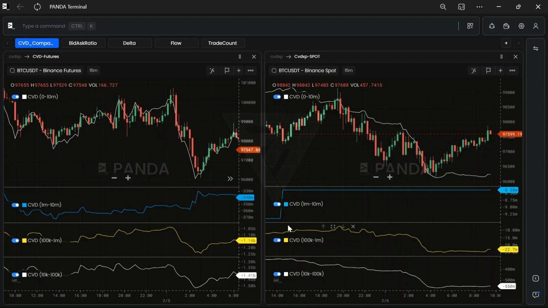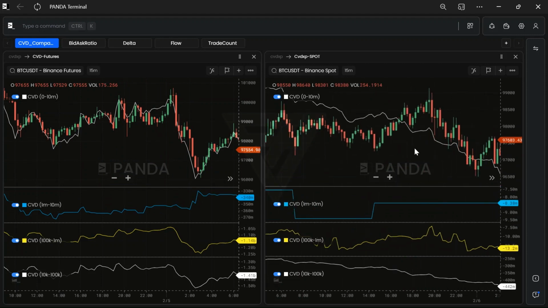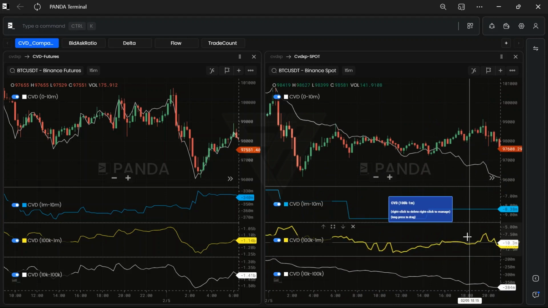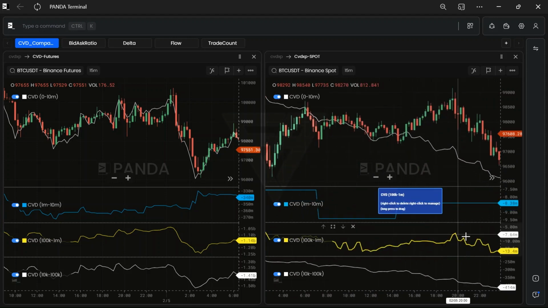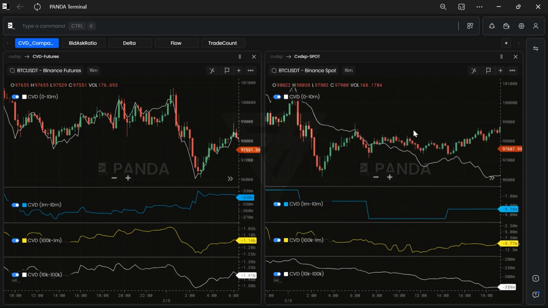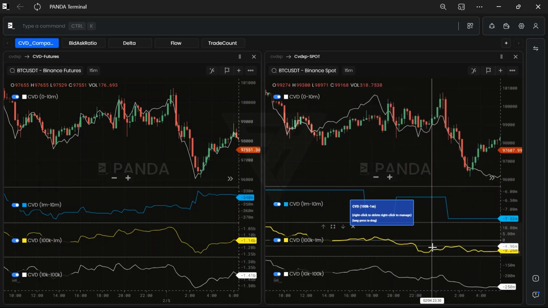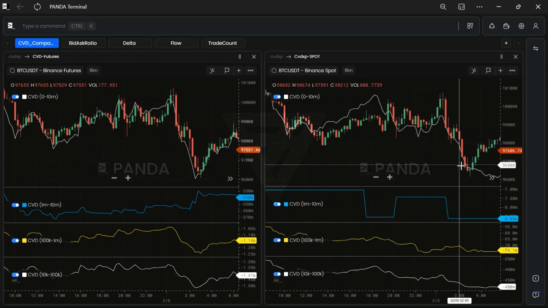On the right side we have the spot pair and its cumulative delta. As spot does not include much leverage, we don't see many million plus orders. So you should look at 100k plus orders to get some sense of these big orders. Again, same principle: the larger the order size, the more important and influential it is.